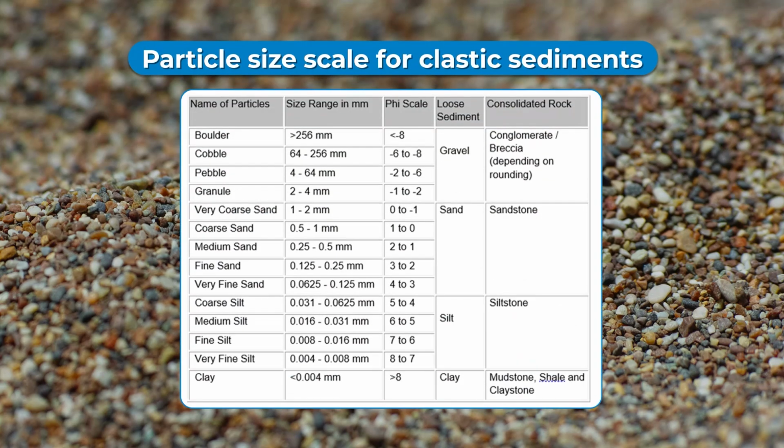This is the particle size scale which is given here, which I have shown you in the Wentworth grade scale. For example, boulder is more than 256 millimeters; in phi scale, it is less than -8. This is the scale here: cobble, pebble, granule, very coarse sand, medium sand, fine sand, very fine sand, coarse silt, medium silt, fine silt, very fine silt, and clay. And these are the corresponding sizes in millimeters and in phi scale. It's given in the table.